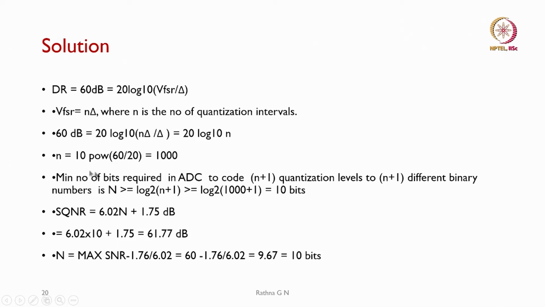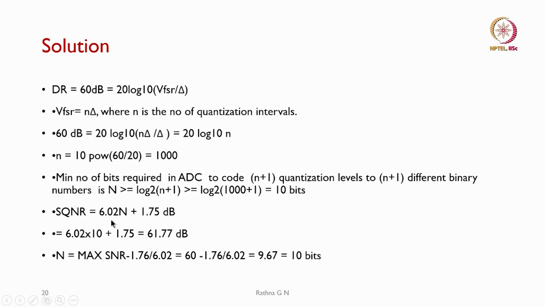The minimum number of bits required in the ADC to code n plus 1 quantization levels, which we always take, as n plus 1 different binary numbers, is such that n should be greater than or equal to log base 2 of n plus 1. So, log base 2 of 1000 plus 1 says I need 10 bits. 2 power 10 is 1024, which is the nearest.